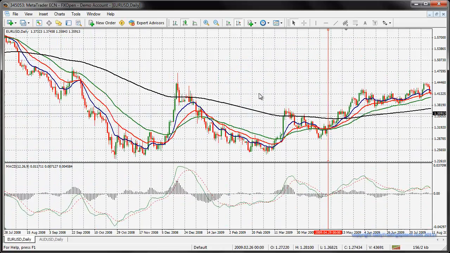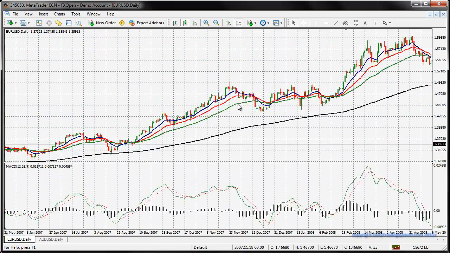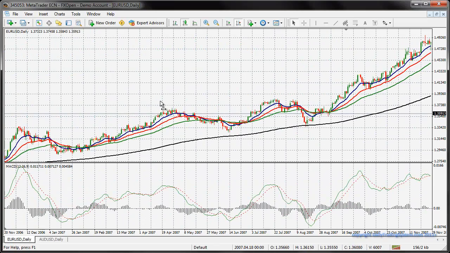So when we get these signals, try and line them up. You see there's one here, so this is where you can actually use the moving averages on their own and go long, but only use the moving averages when they all cross over at the same time. Don't use the moving averages when only two of the lines match. Only do it when all three match.